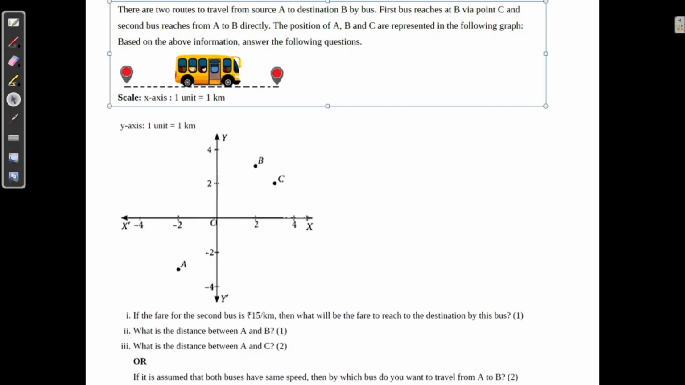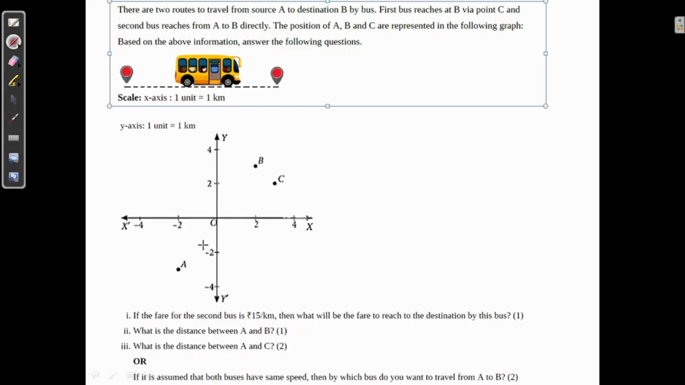Time up. So let me solve. Okay, so look at the problem. What it is saying: there are two routes to travel from source A to destination B by bus. The first bus reaches B via point C and the second bus goes from A to B directly. The positions A, B and C are represented in the following graph. Based on the above information, answer the following questions, and 1 unit means 1 kilometer. So from point A, we have to reach point B.